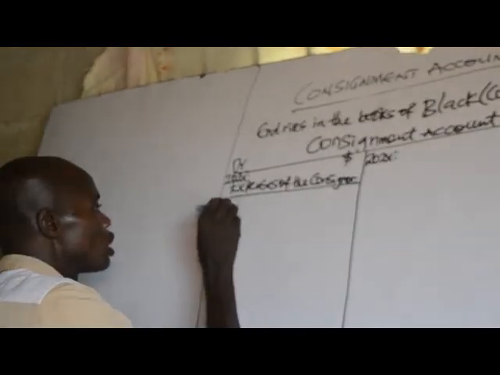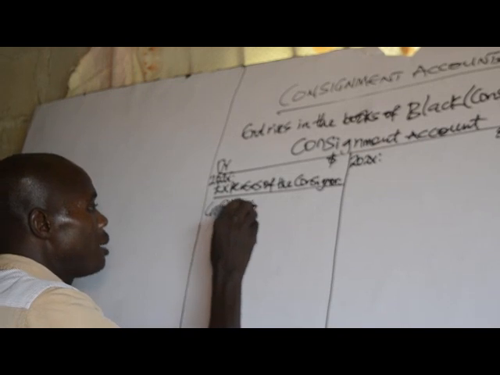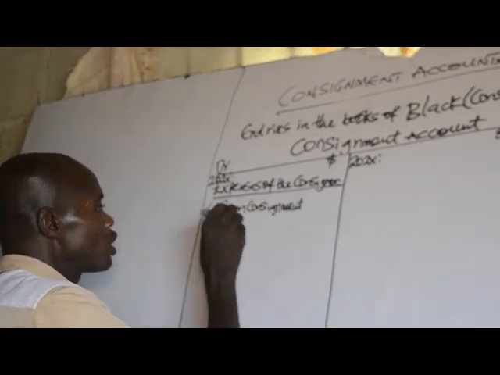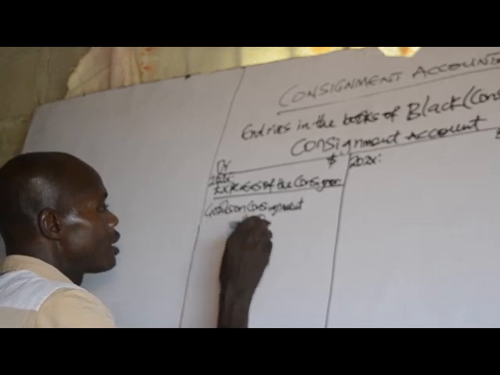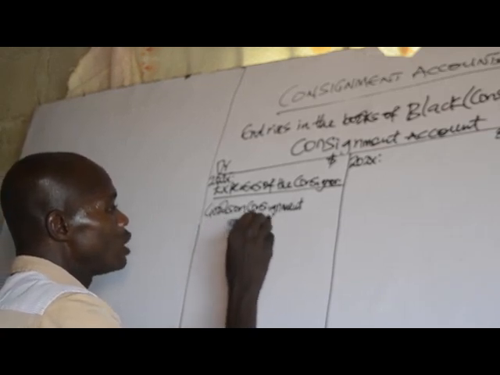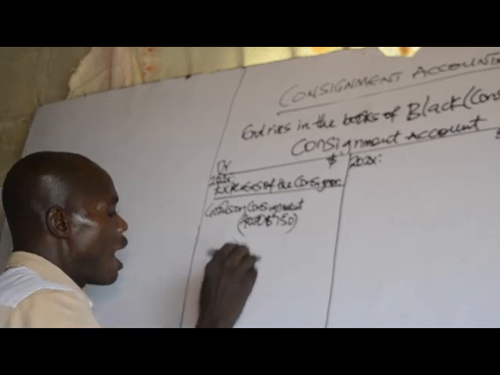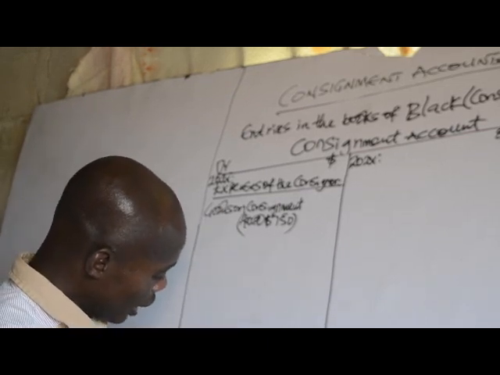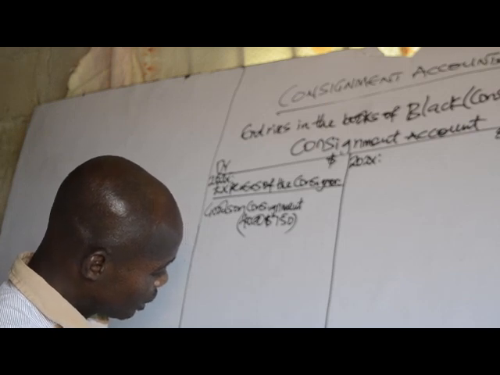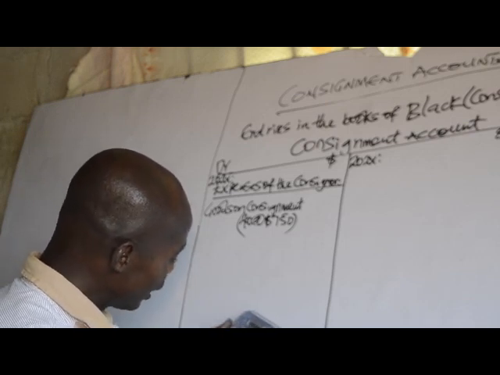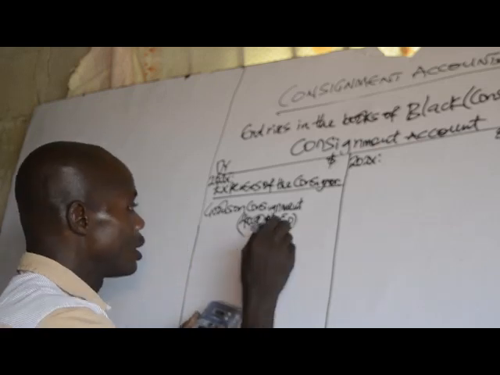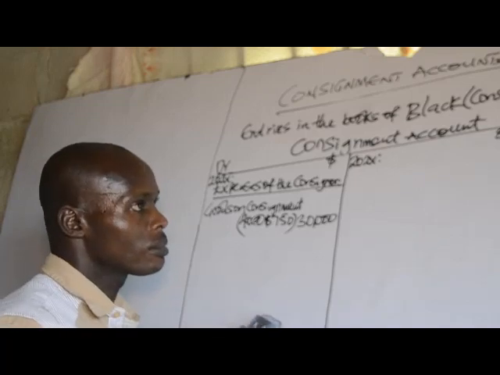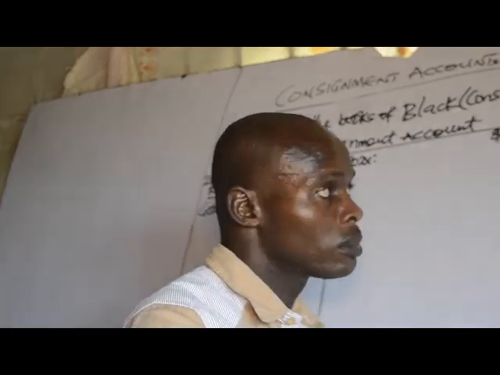Goods on consignment: 40 tons at $750 per ton. So we have 40 times 750, that gives us $30,000. Now back to the question.